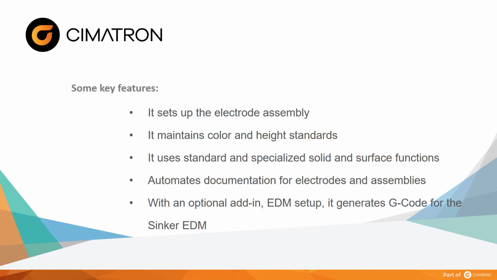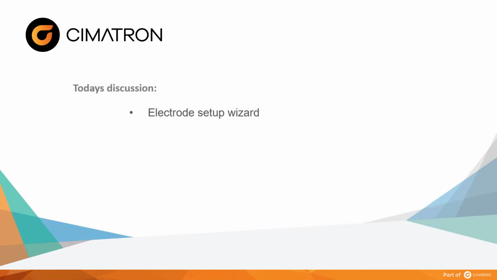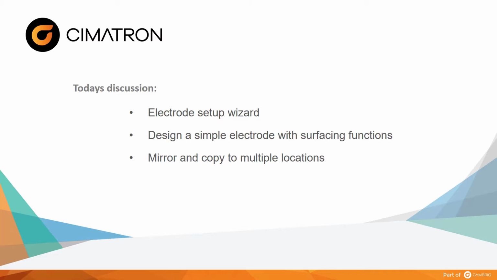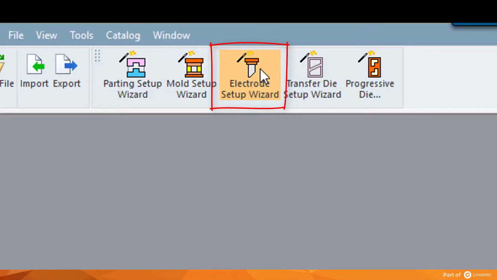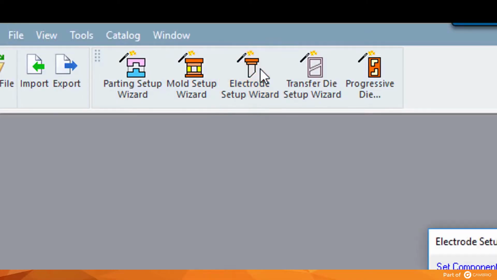Today's discussion, we'll start with the Electrode Setup Wizard. Then I'll design a simple electrode with surfacing functions. Then we'll mirror and copy to multiple locations. Let's jump right into creating an electrode project. I'll choose the Electrode Wizard icon from the toolbar to begin the workflow.